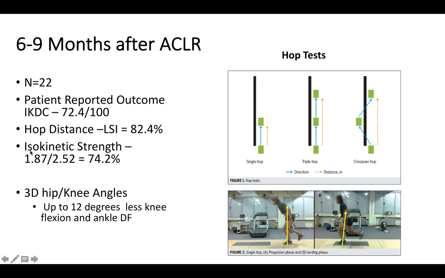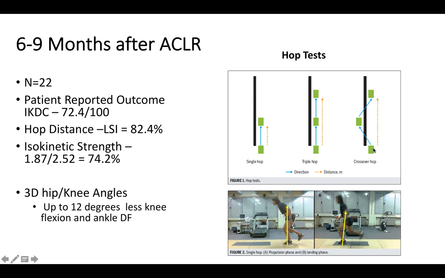And then they tested isokinetic strength. And this is a peak strength, and again, it's a limb symmetry index, so the involved to the uninvolved side. And then they did 3D hip and knee angles. And these are the tasks they tested, the hop tests. And so here we have a single hop for distance, and then you can time a triple hop, or you can also get the distance of the triple hop.